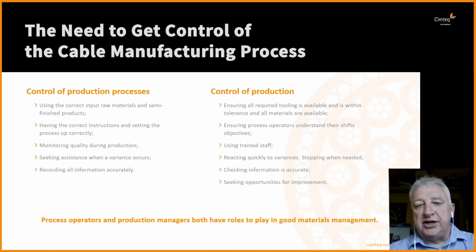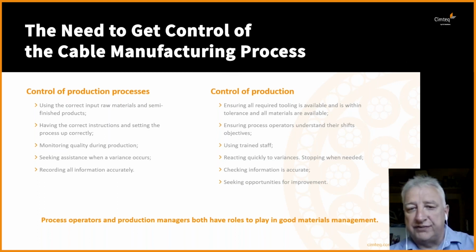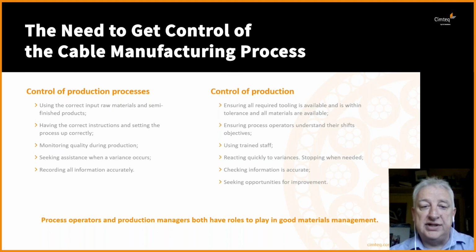Good material management requires good control, and I've said here control of production processes and control of production. I've just split them to emphasize a few points. In terms of controlling the process of production, the point at which the material is converted into a subcomponent or a cable, we have to make sure that we're using the correct input materials and the correct semi-finished products.